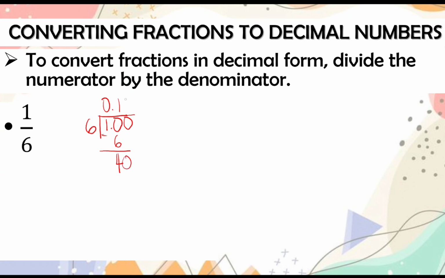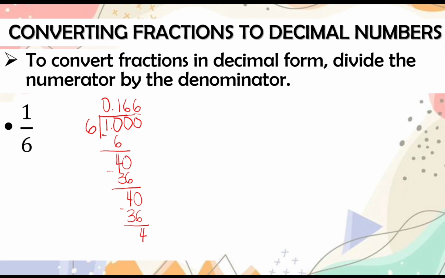40 divided by 6, that will give us 6. 6 times 6 is 36. Then 40 minus 36 is 4. 4 divided by 6 cannot be. So put another 0 again in the dividend. Then bring down. We have 40. 40 divided by 6 is 6. 6 times 6 is 36. 40 minus 36 is 4.